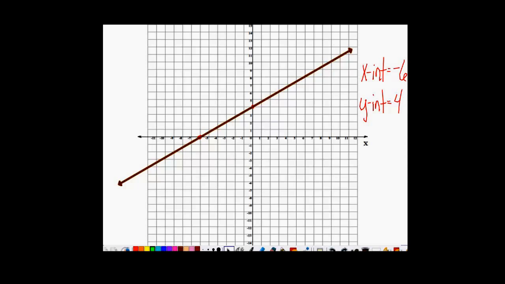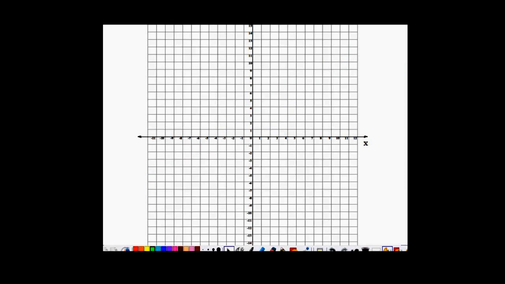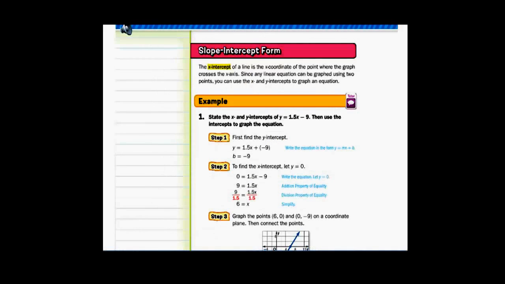So let's remove this line, so that way we've got it for next time. We'll remove our text that we had up there. Now let's go back to the book here for just a second.